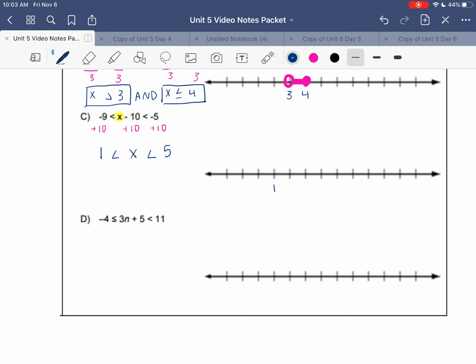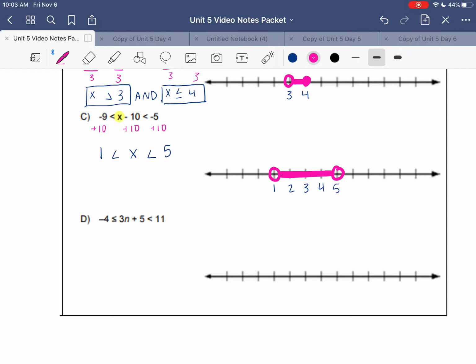So on my number line, I'm going to put 1, 2, 3, 4, 5. Now imagine both of these will need to be open circles because they did not include the equal to part. And we wanted those numbers in between. So these are numbers that are greater than 1, but are less than 5, all right in there.